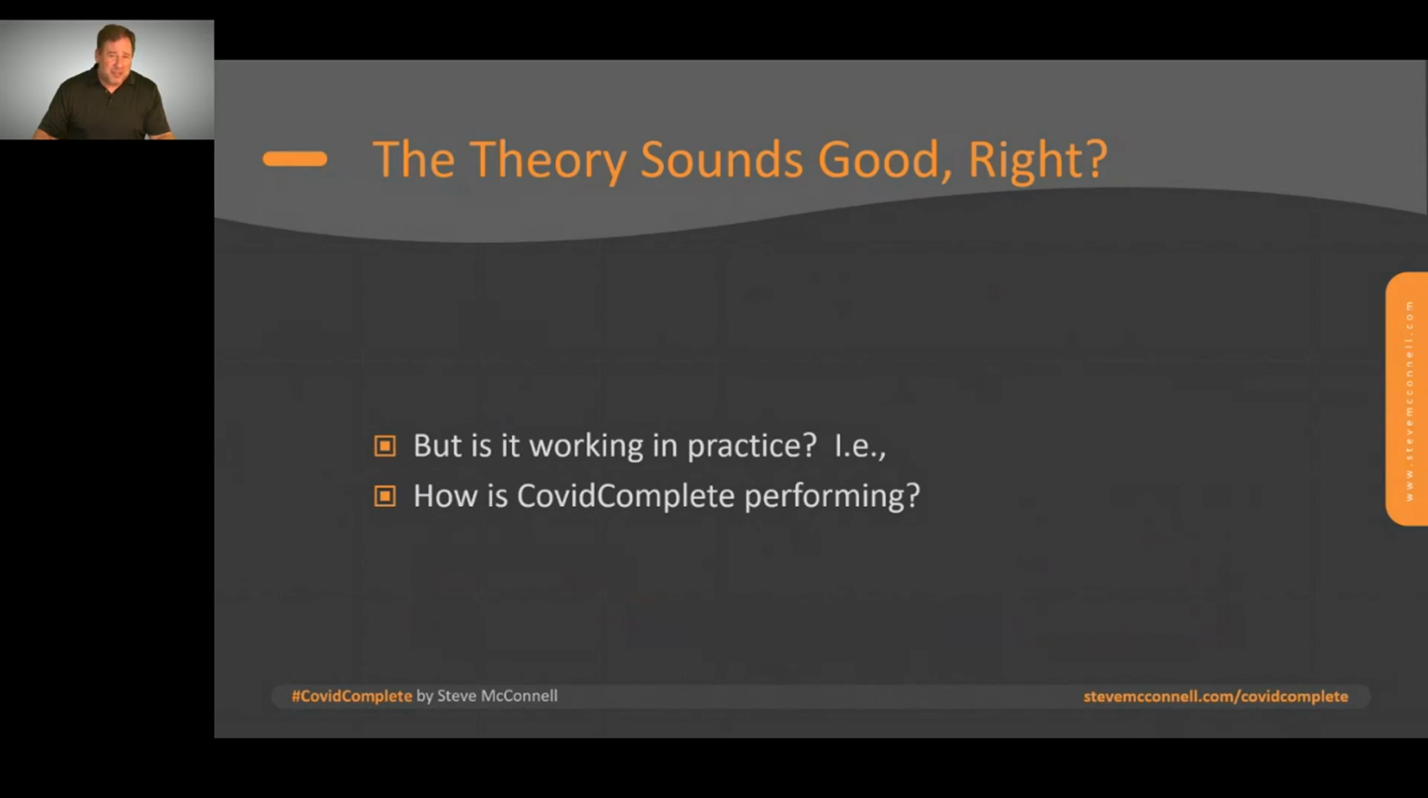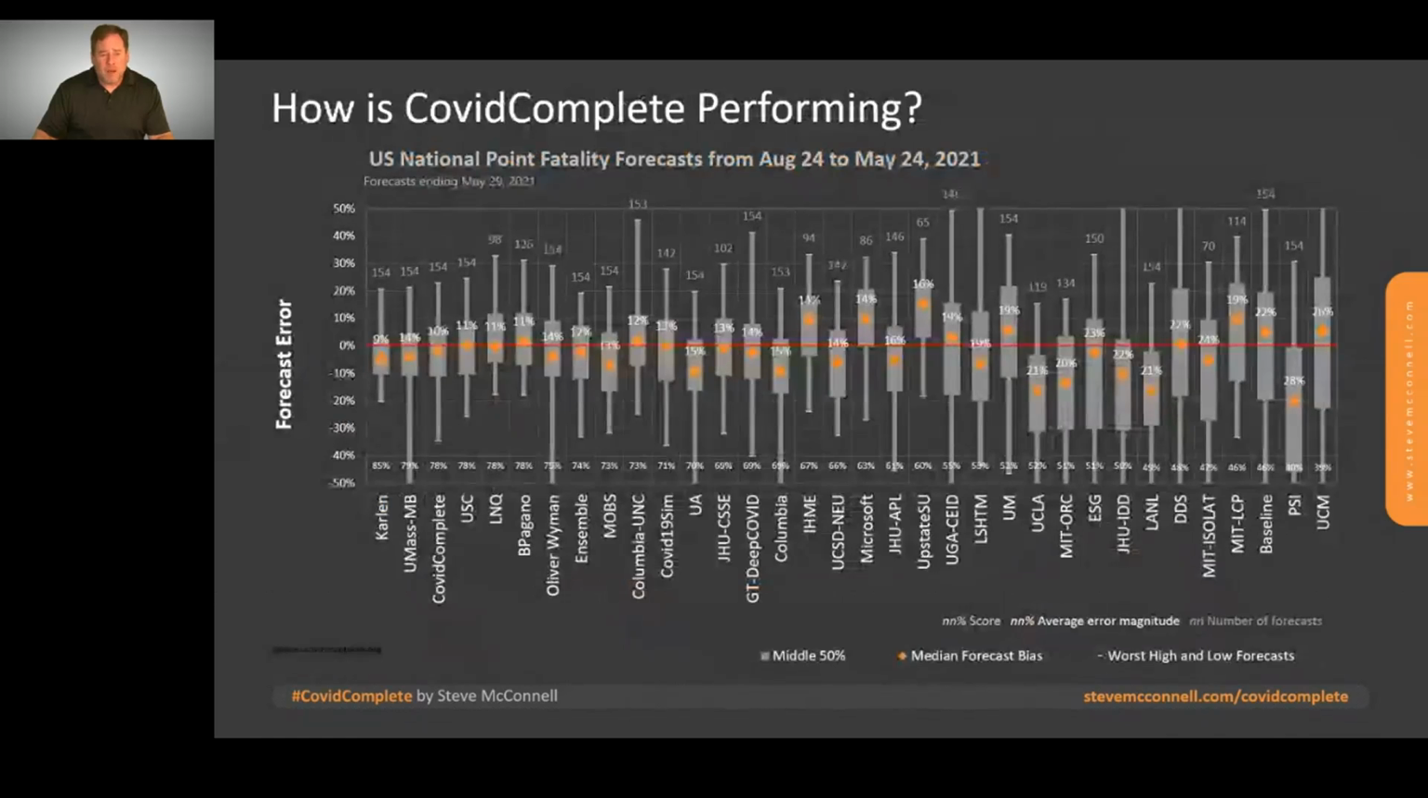So that theory all sounds good, right? How is it actually working? The way it's working out is pretty well for COVID Complete. This chart shows how well the different models that have contributed around 80% of the possible forecasts over the period from the time COVID Complete started contributing forecasts on August 24th up through the end of last week have done on the national forecasts. These are sorted from most accurate on the left to least accurate on the right. As you can see, COVID Complete has been the third most accurate national forecast model over that period.